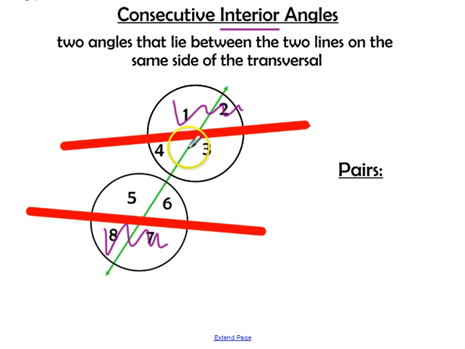And so remember, if we still have to take one angle from each circle, we've already done the ones on the opposite side of the transversal. Now we want to go with the ones on the same side of the transversal. So we have angle 4 and angle 5, and then the other pair is going to be angle 3 and angle 6. So we're still talking about interior, but this time we're using the word consecutive to tell us they're on the same side or in a row.